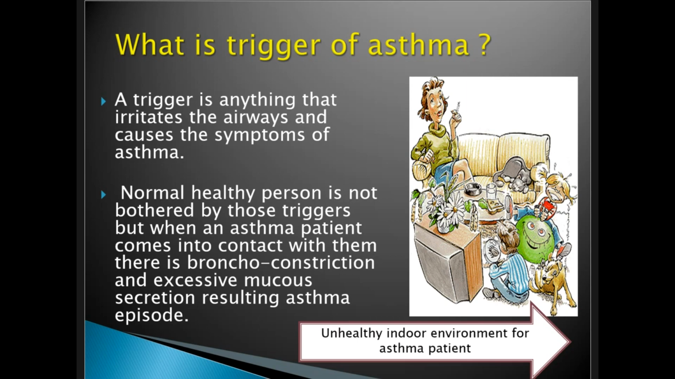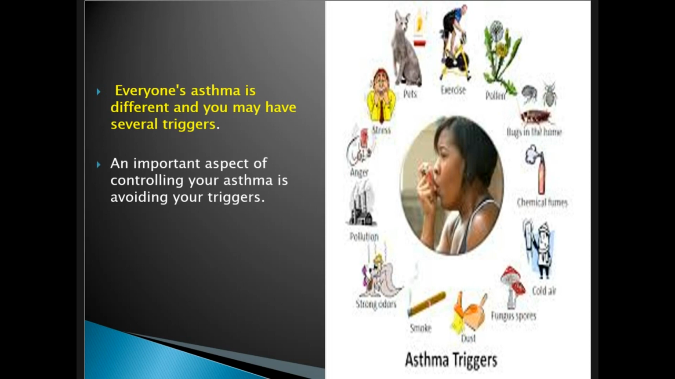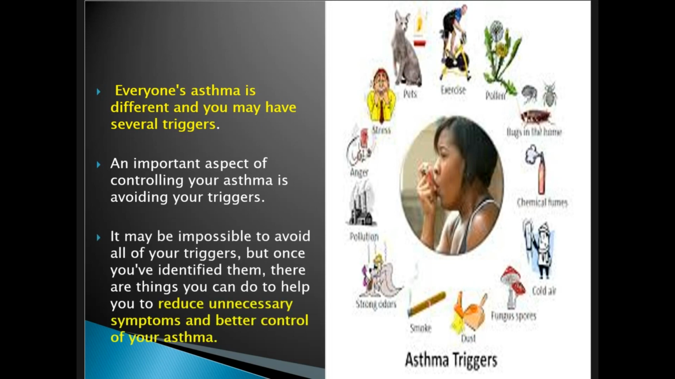Unhealthy indoor environment for asthma patient. Everyone's asthma is different and you may have several triggers. An important aspect of controlling your asthma is avoiding your triggers. It may be impossible to avoid all of your triggers, but once you've identified them, there are things you can do to help you reduce unnecessary symptoms and better control your asthma.